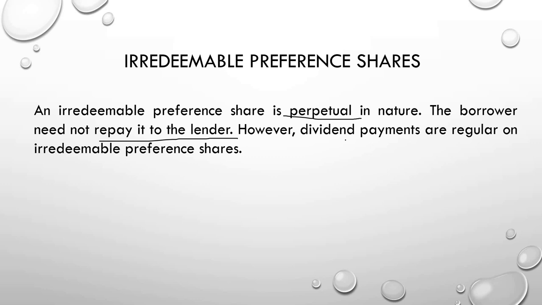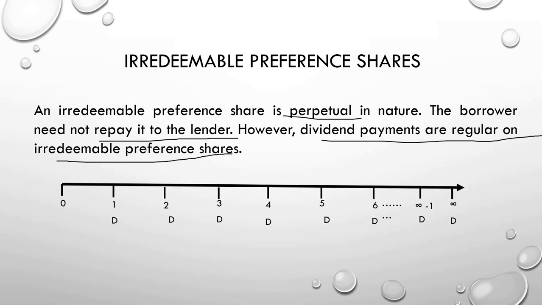However, dividend payments are regular. Every year, the company is going to pay the dividend on the irredeemable preference shares. Now, if we talk about the number line, right now we are standing over here. You have purchased the preference shares right now, or I can say the company has issued the preference share at time period 0, and every year the company is going to pay the dividend, and the company is not aware till when it is going to pay the dividend, but no maturity period will be here.